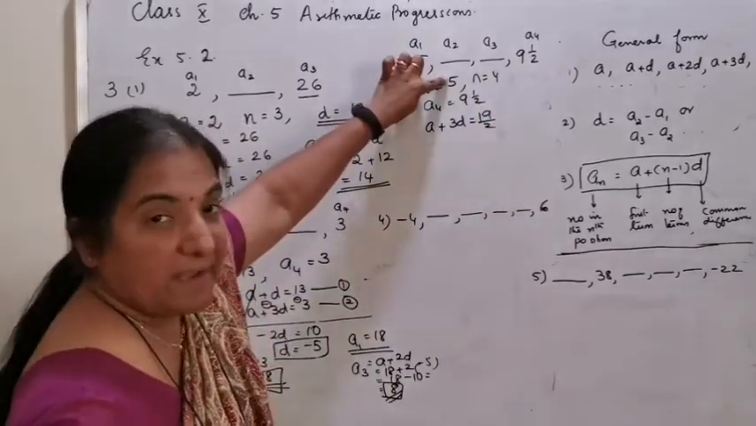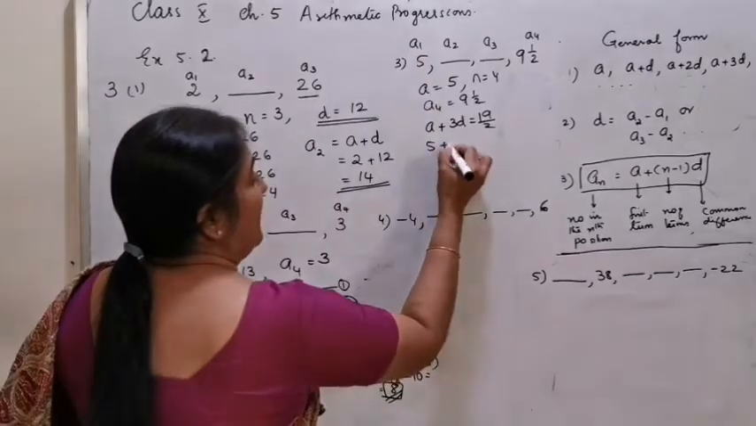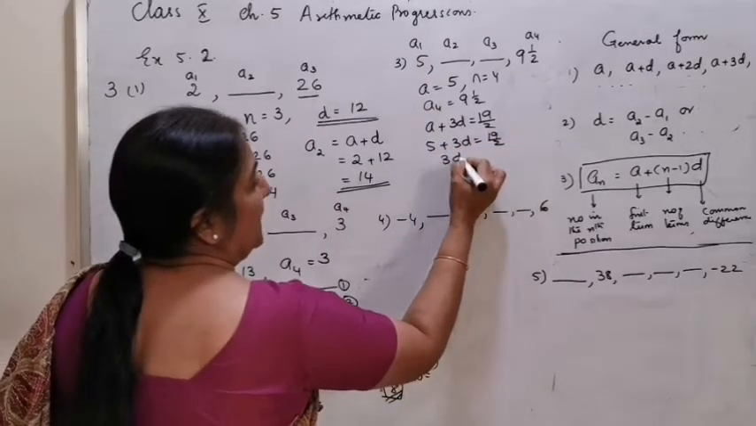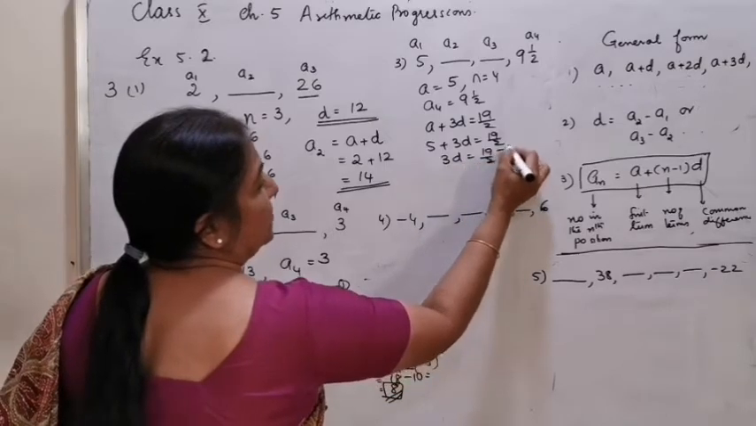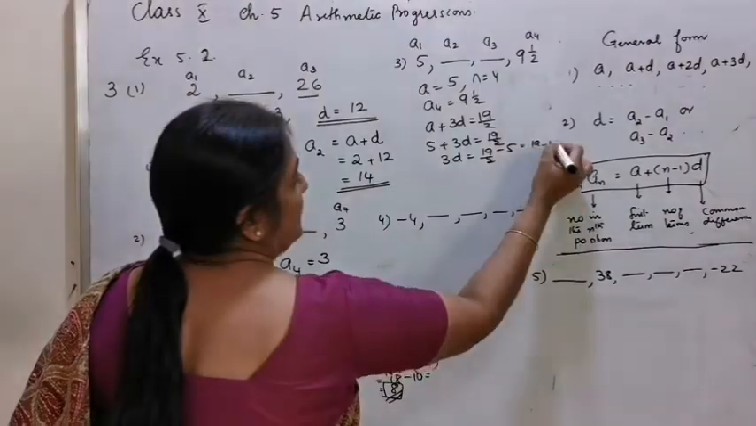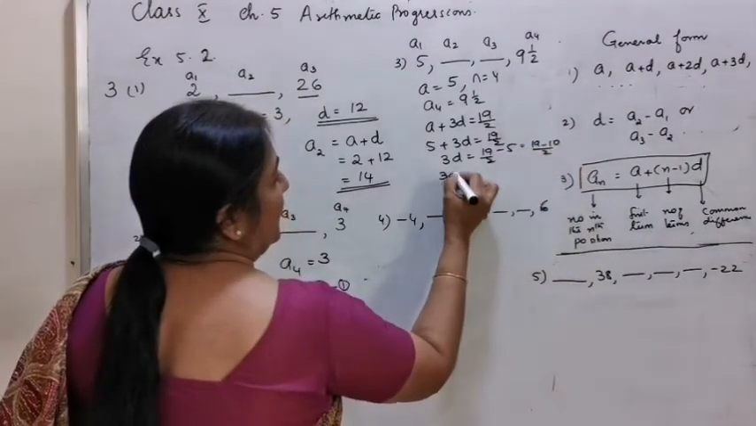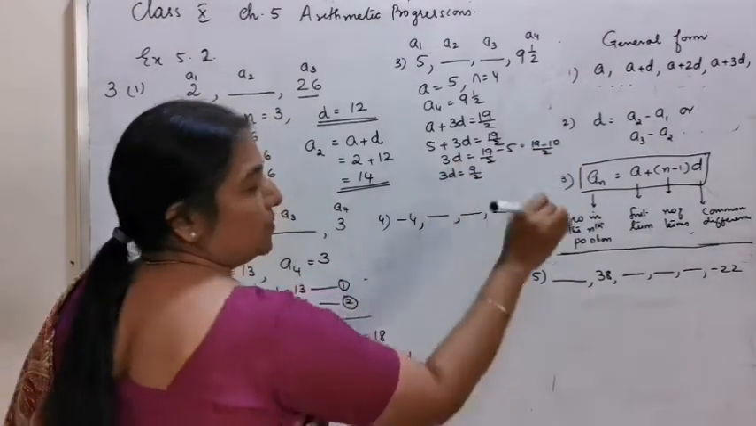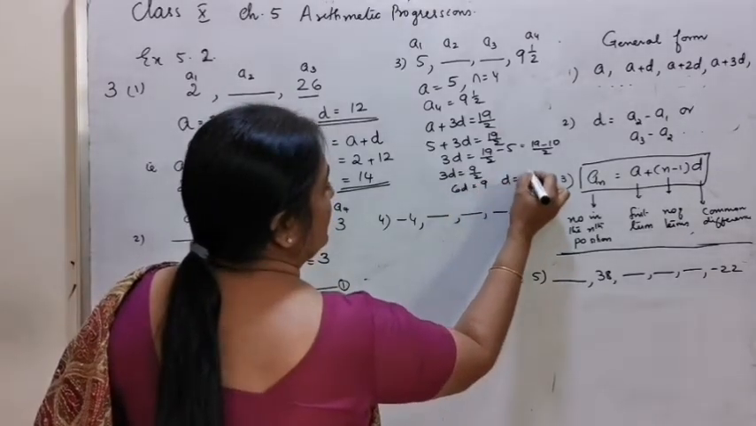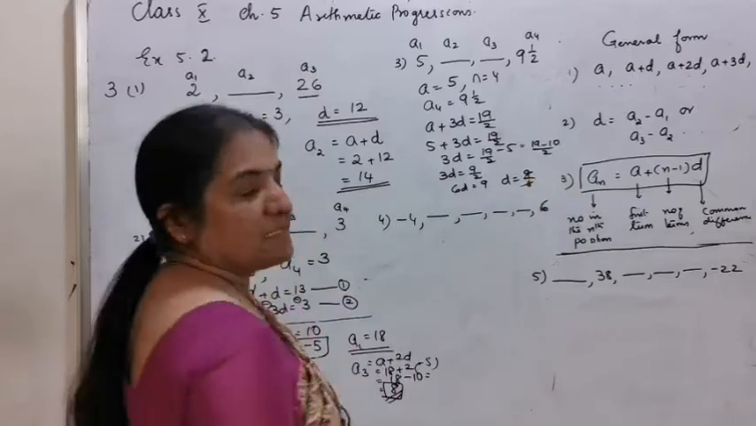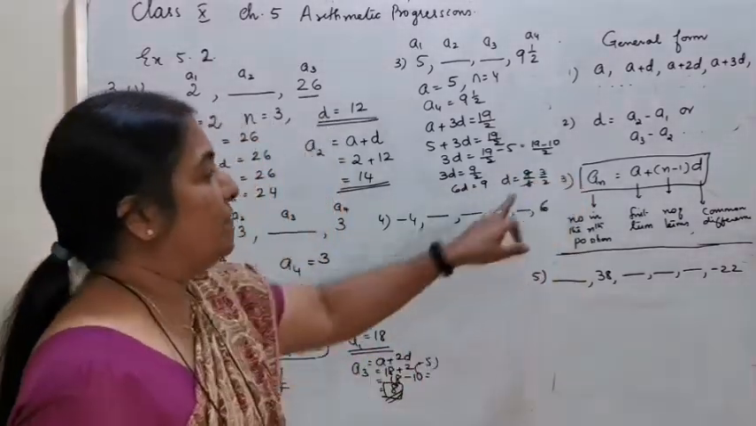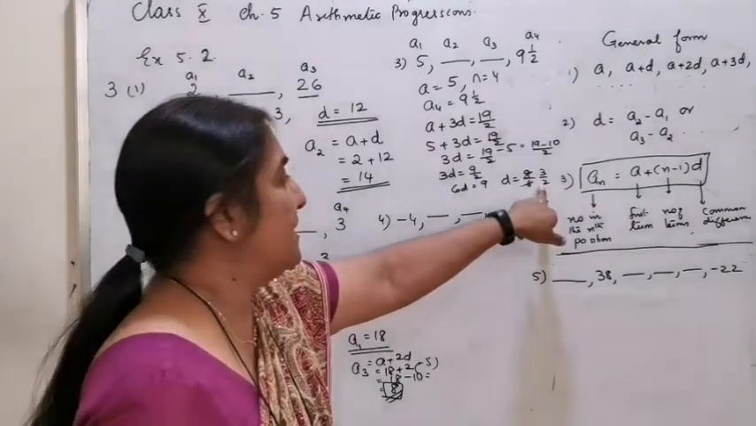What is the value of A? 5. 5 plus 3D is equal to 19 by 2. 3D is equal to 19 by 2 minus 5. LCM: 19 minus 10 by 2. 3D is equal to 9 by 2. Cross multiply. 6D is equal to 9 or D is equal to 9 by 6. Reduce it as 3 by 2. So what is the value of D? You got it as 3 by 2.